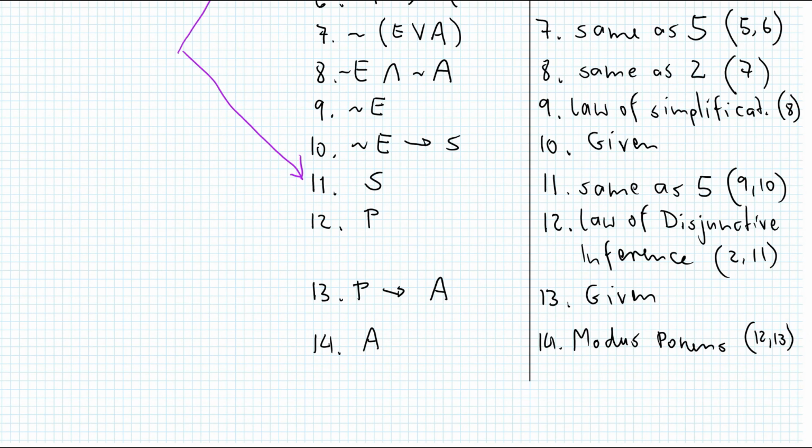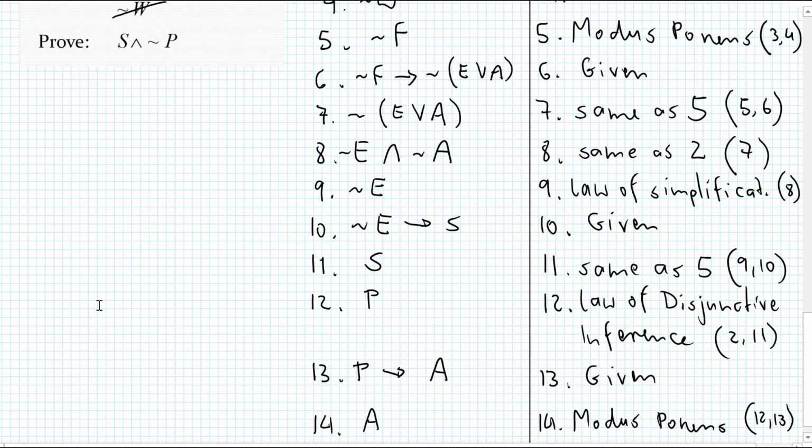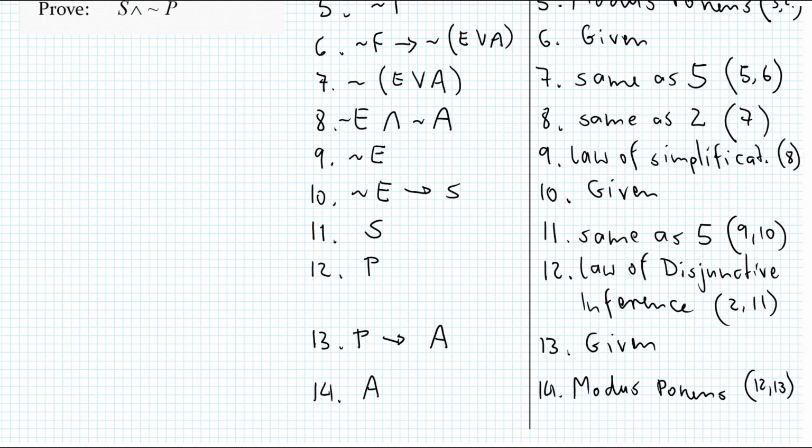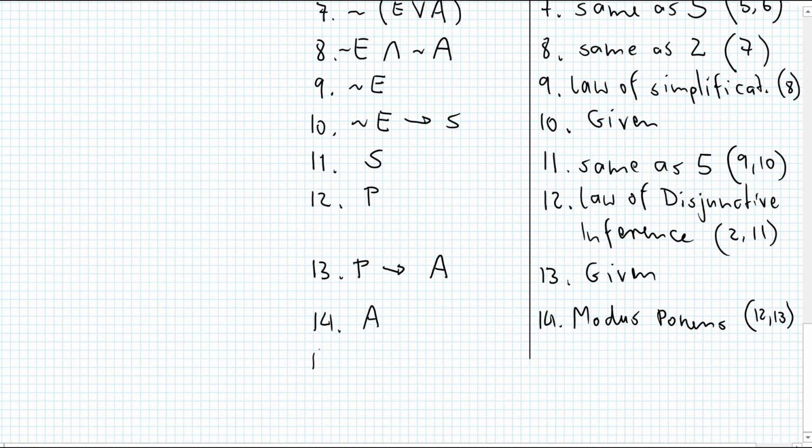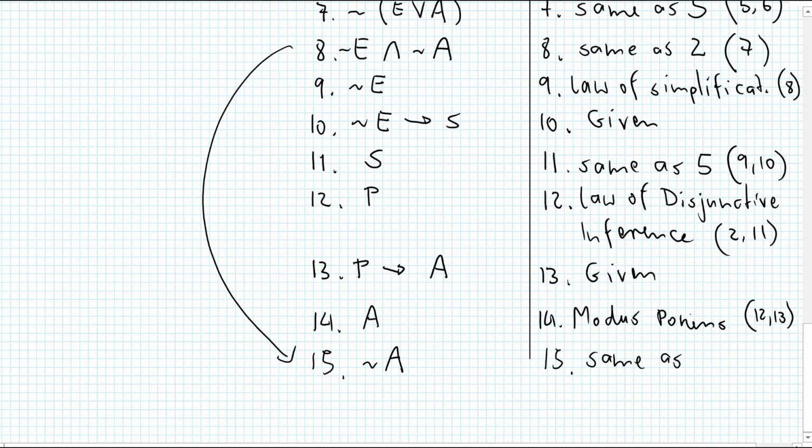We still don't have a contradiction. Okay, there's actually something we can do here now to force a contradiction. Look closely at step number 8, okay? We know that not E and not A is true. So as you remember, in a conjunction, in order for a conjunction to be true, both conjuncts must be true, okay? So if you think about this, for step 15, we know that not A must be true, okay? I'm actually referring to step 8 here. And the reason is, again, law of simplification. So we can just write same as number 9, okay? Here we're referring to step number 8.